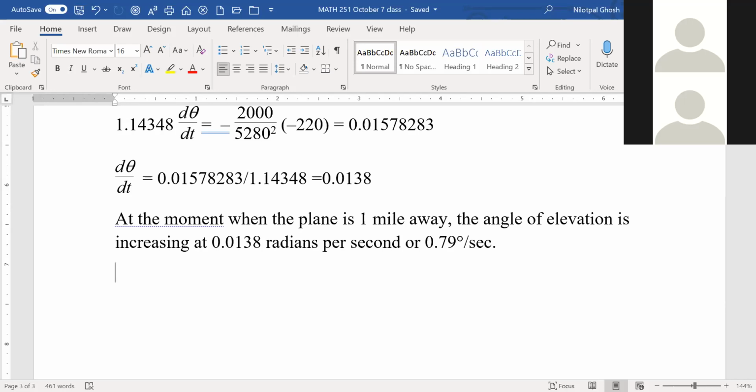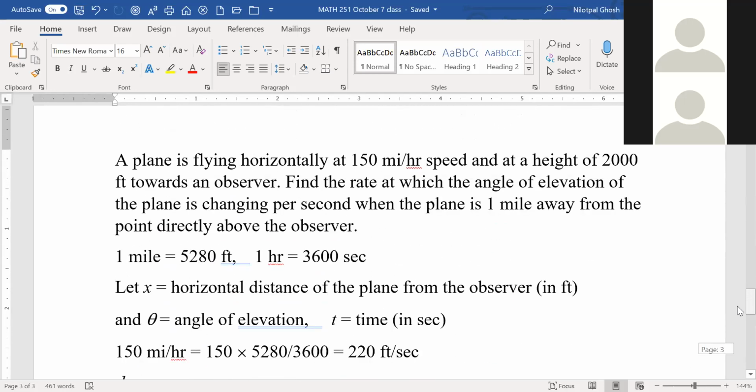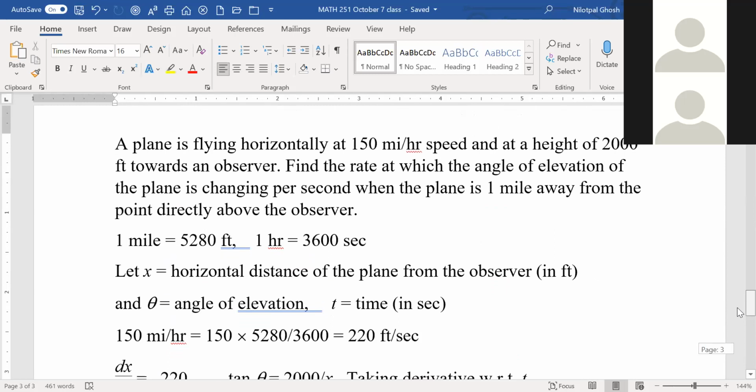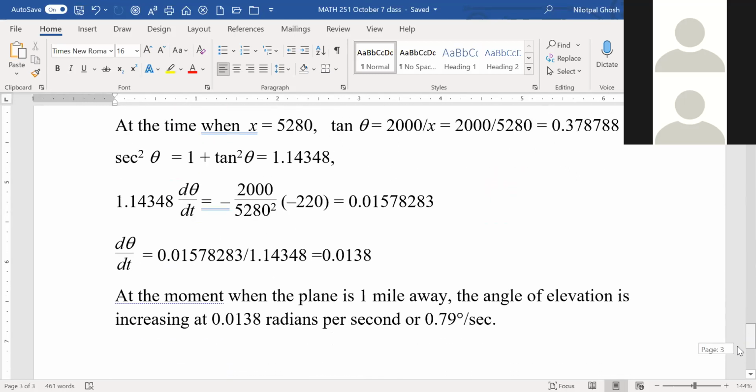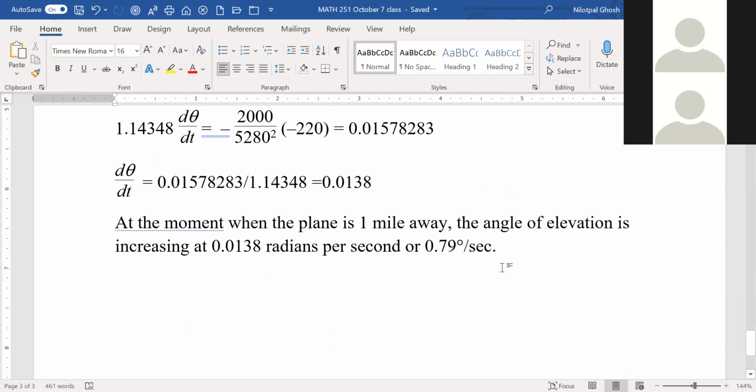Also, when you get an answer, try to make sense of it. Does it make sense? Does it look right? Maybe 1 degree, 2 degrees per second. Yeah, maybe 0.79 degrees per second. That's the rate at which it's coming. The plane was not flying very fast. It was at only 150 miles per hour. Typical jet planes fly at 4 times as much speed. So this could have been a much better answer that way.